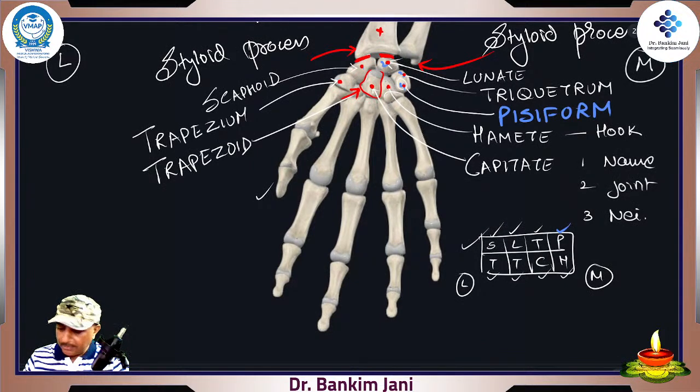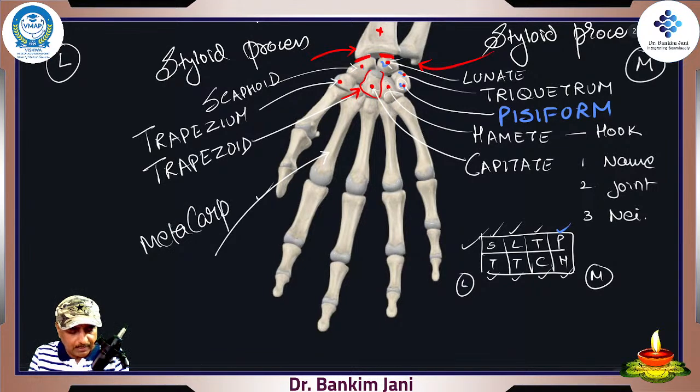Below hamate, there is no one. After hamate, straight away, these are all metacarpals. The structure which I marked, which looks like that, that is the hook of hamate. It is called the hook of hamate.